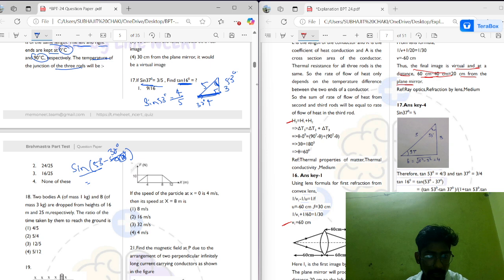Cos 16 degree equals root over 1 minus sine square 16 degree. It is equal to root of 49 by 625... it will be equal to 576 by 625. It is equal to 24 by 25.